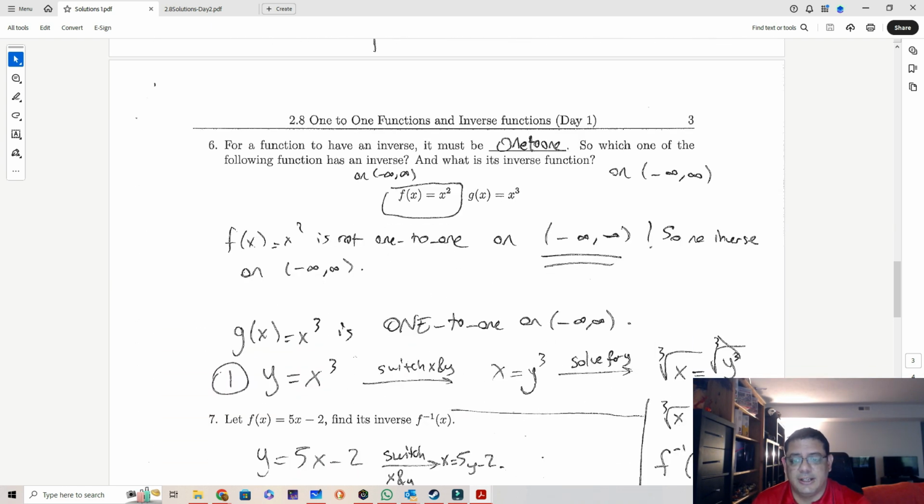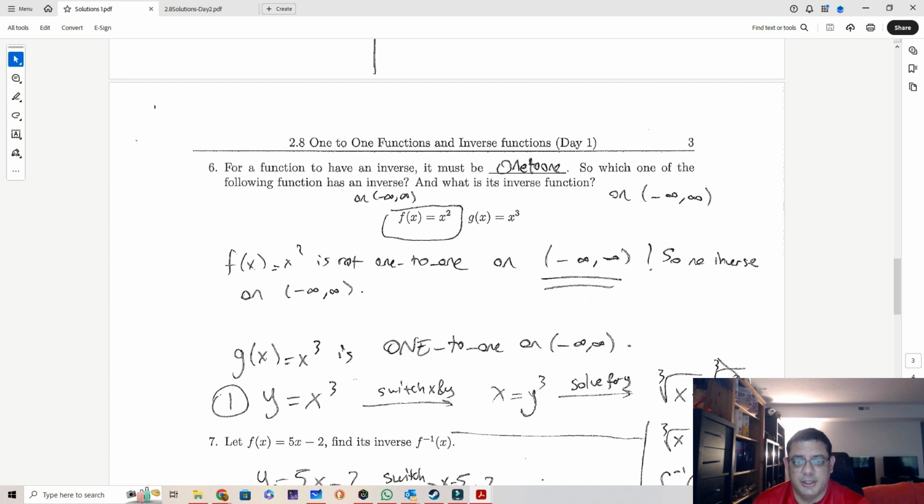Now for question 6, we have the function x squared and x cubed. And for a function to have an inverse, it must be one-to-one, of course. And so we want to know which of these functions has an inverse and what is its inverse function. So on minus infinity to infinity, f of x equals x squared is not one-to-one. So it's not going to have an inverse in minus infinity to infinity. If we restrict, then we can have one-to-one, but since we're not talking about restricting here, then in general it's not going to have an inverse.